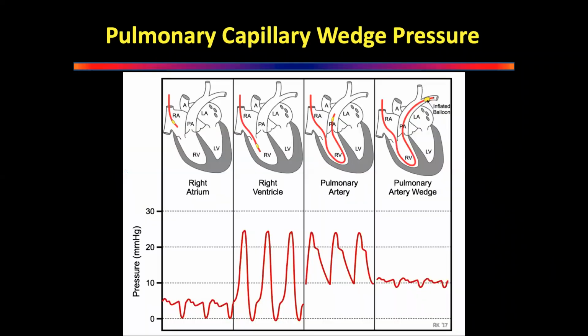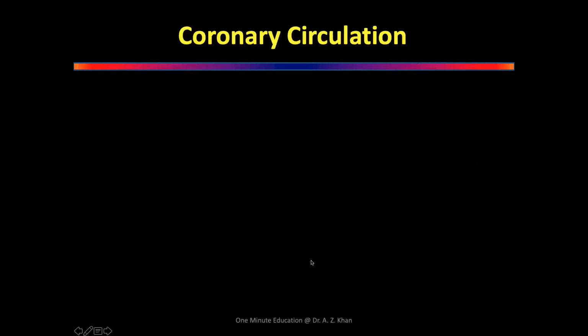So this is what happens. You come into the right atrium. Let me show it to you on this screen. So the right atrium will give you a tracing down here, JVP. Then you advance it into the right ventricle. The right ventricle will give you a tracing of the right ventricle. Then you float the catheter into the pulmonary artery, and that will give you a tracing of the pulmonary artery. And then you wedge it. And when you wedge it, you get a tracing of the left ventricle. Okay. So this is quite important to understand.